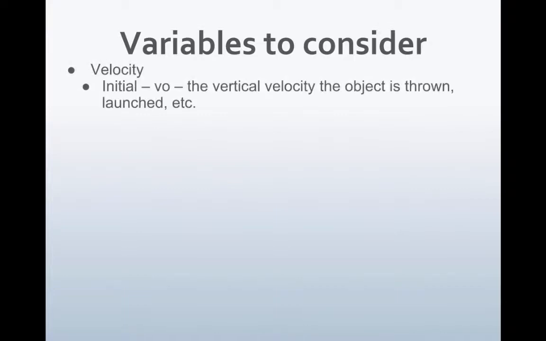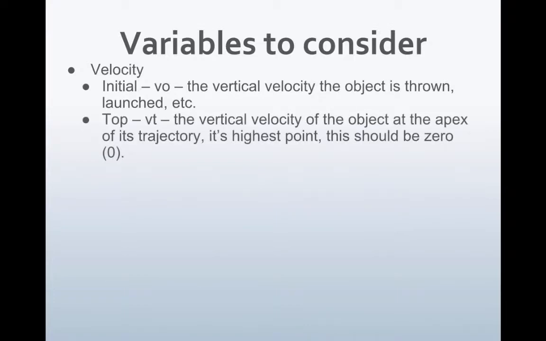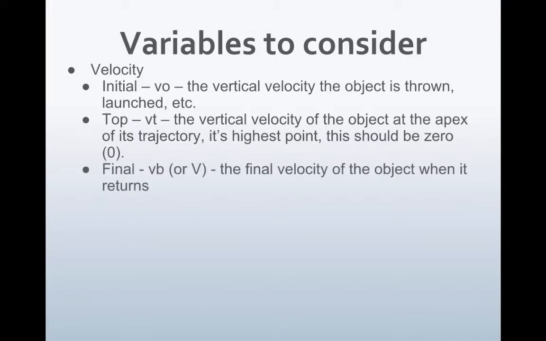First one is velocity. You have several of these. The initial velocity, or v naught, is the vertical velocity the object is thrown, launched, etc. Then you have the top velocity, the vt, the vertical velocity of the object at the apex of its trajectory, its highest point. This should be 0. And finally, the final velocity, or vf, or simply v, the final velocity of the object when it returns.